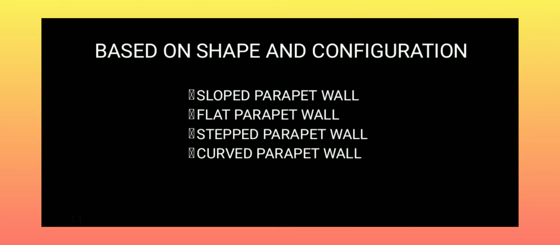Now we are going to see the classification of parapets based on shape and configuration. The first one is the sloped parapet wall. It is provided for sloped roof structures such as industrial structures, trusses, etc. The second one is the flat parapet wall. It is generally used for flat roof structures. And the third one is the stepped parapet wall. It is used for inclined roof structures. The wall is constructed in a staircase type design. And the fourth one is the curved parapet wall. It is also called an arched parapet wall.